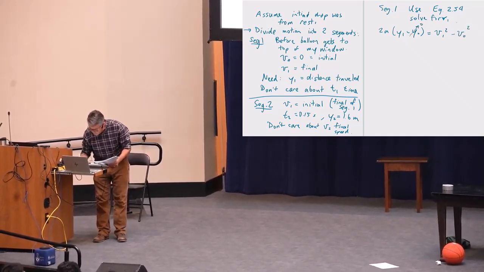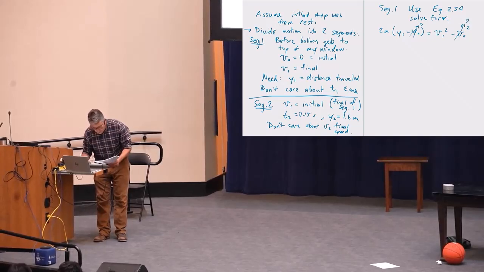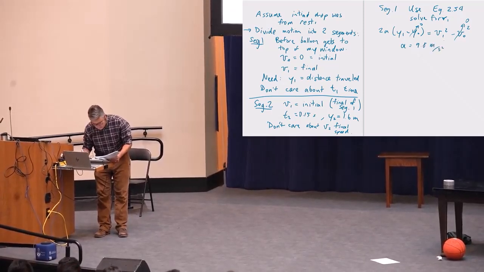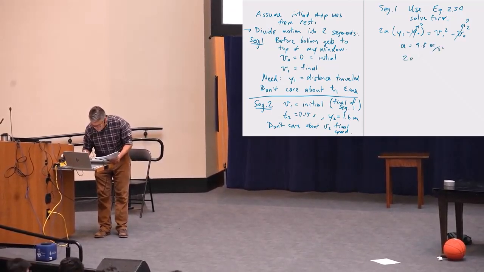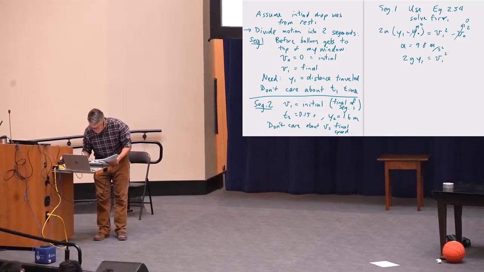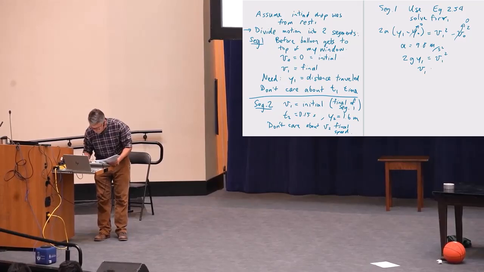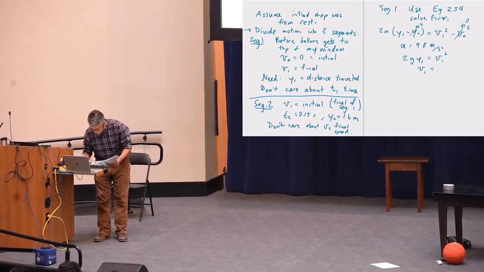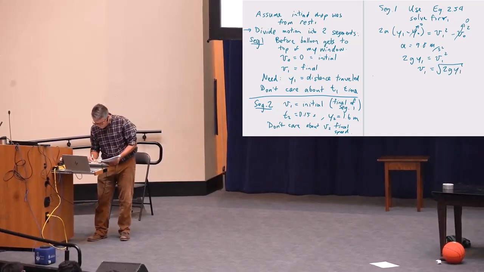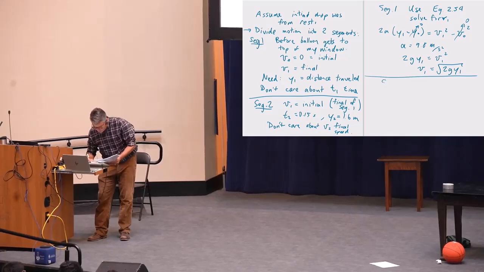So y0 is 0, v0 is 0 because it's dropped from rest. The acceleration is 9.8 meters per second squared. So you get 2 times g times y1, which is what you're looking for, is equal to v1 squared. Now I don't know what v1 is, but I'm going to find that out from segment 2, so I'll just leave it in equation form. v1 is the square root of 2gy1.